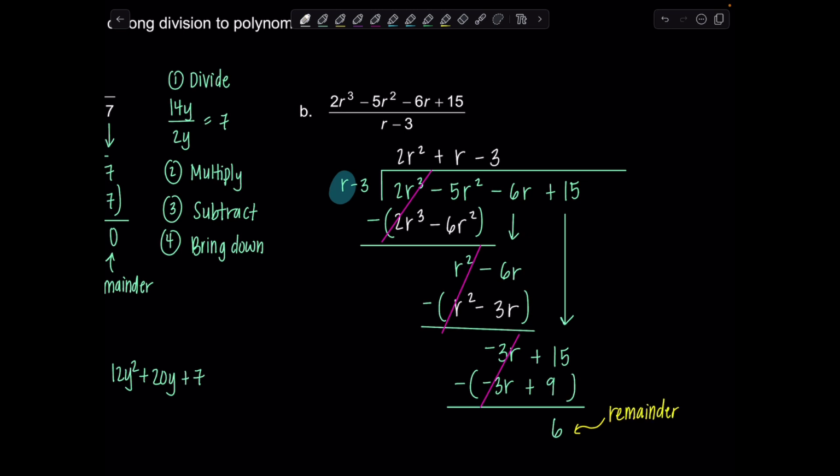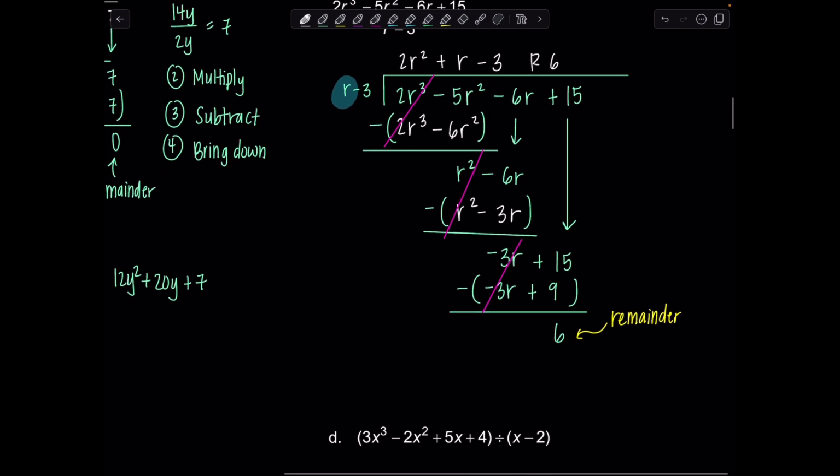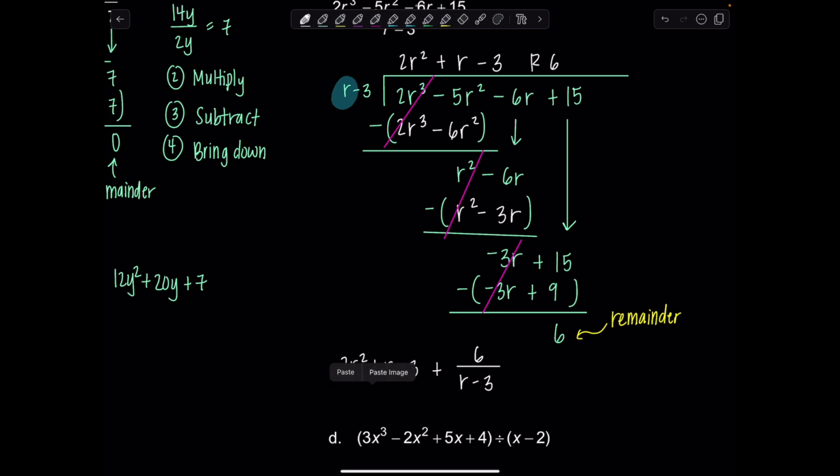Okay, so you could write remainder 6, but a more finalized version of putting your answer is very similar to how you write your fractions when there's a remainder from doing long division. So you would write the quotient 2r squared plus r minus 3 plus you put the remainder over the divisor like that. And that's your final answer.